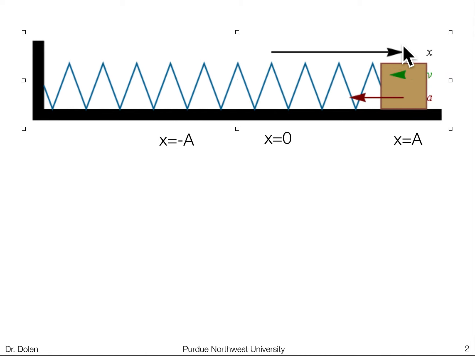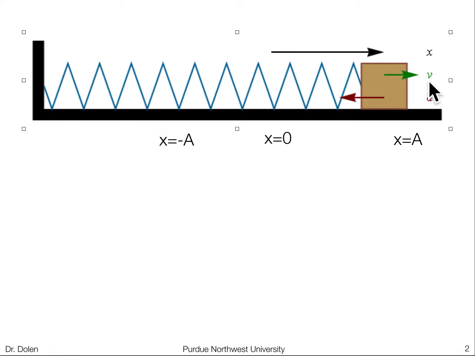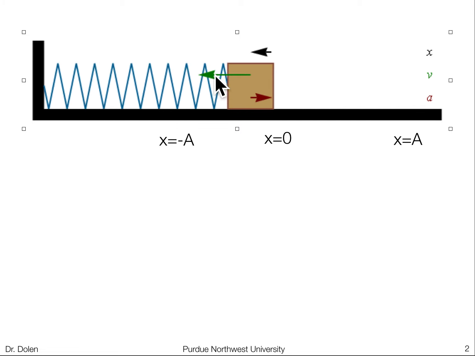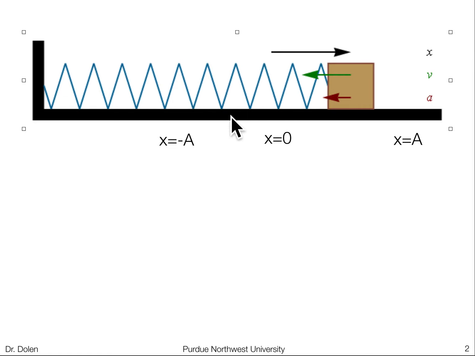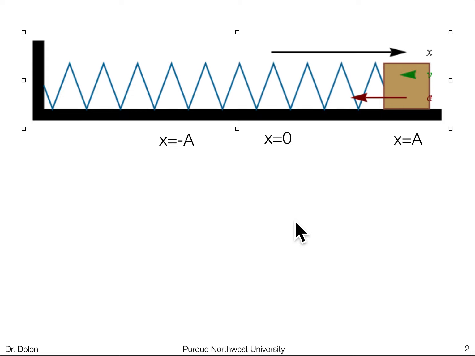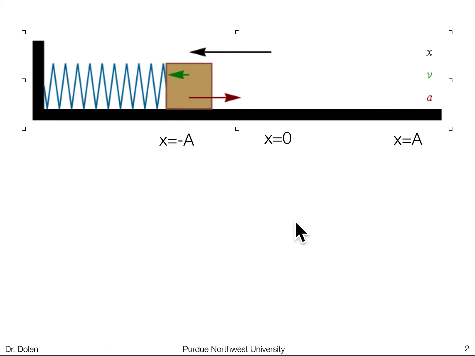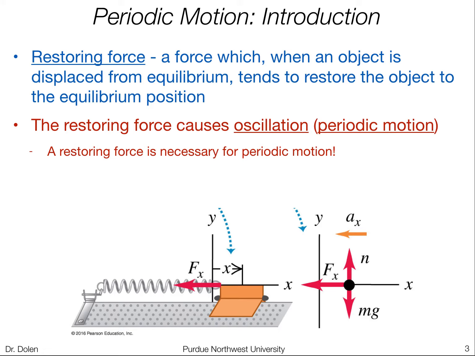We can see that the position as a function of time is oscillating back and forth. The velocity in green is also oscillating back and forth. And the acceleration in red is also oscillating back and forth. All right, so we're going to have to describe all the motion of this box in terms of some type of oscillating function.